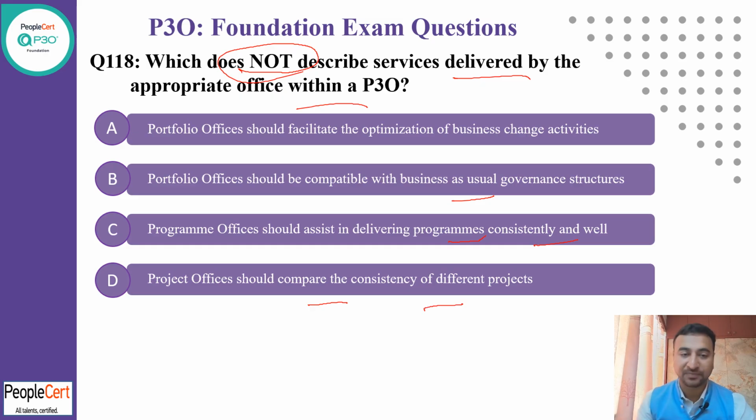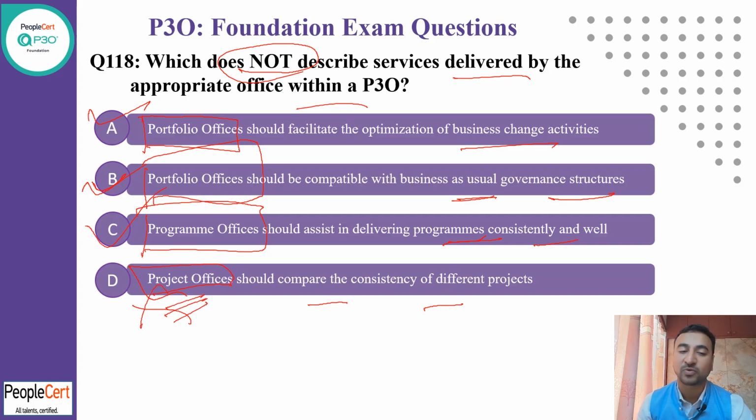So now again read here the keywords, portfolio office. Portfolio office is responsible for optimized business change. Okay, that's a correct statement. Second, again portfolio office should be compatible with business as usual governance structure. Yes, that's the governance fundamental. Program office should assist in delivery of programs consistently and well. That's correct. Project office should compare for consistency. So that is not correct. It's not the duty of the project office. It's the duty of your portfolio office.